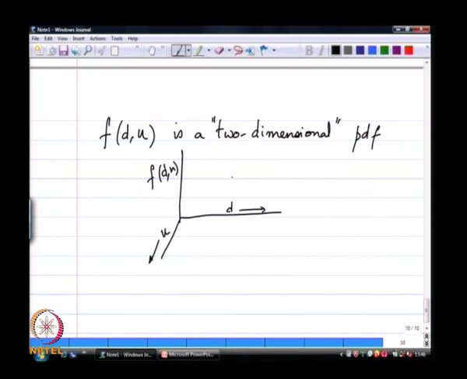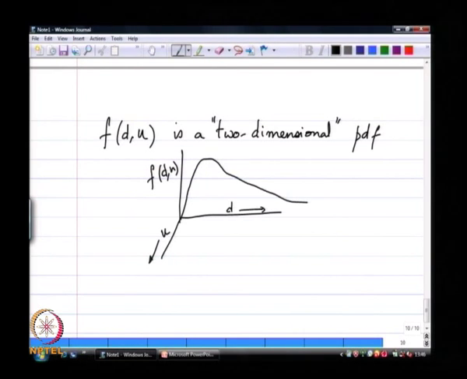now becomes a surface. In this direction it could be something like this, in the other direction it could be something like that. I am just drawing sort of images, sort of shadows of this distribution in two different directions. So f of d comma u is a function of d and u, and this surface gives me the probability density in these two variables.